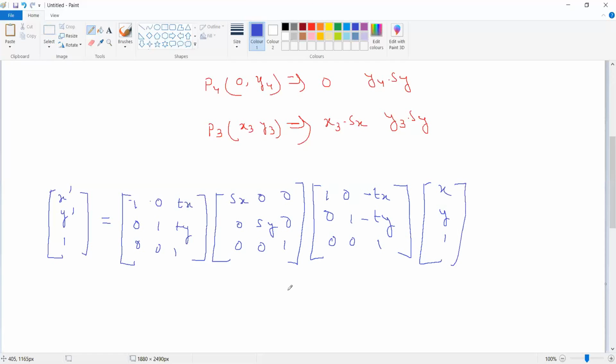If you perform this entire operation, you can perform the scaling with respect to a fixed point. First we perform the translation operation, then the scaling operation, and then the reverse translation operation. If you multiply those matrices, you can simplify them and get a simplified form. You can directly use that simplified form to perform the operation. So that is all about the scaling.